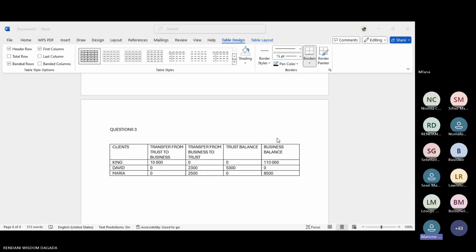Your client deposits 200,000 into your trust. So basically, your money is increasing here from the client's deposit of 200,000. So your trust is increasing. So do you put it in a credit or in a debit?